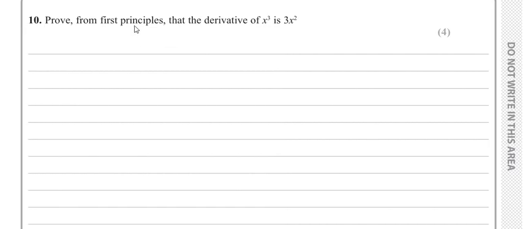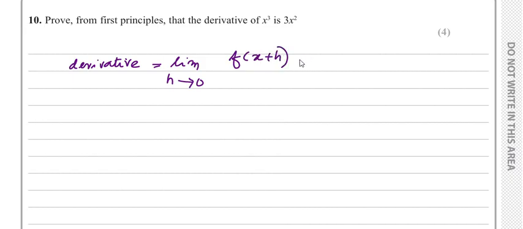From first principles means we need to write derivative is equal to limit h tending to 0, f of x plus h minus f of x all over h. This formula is given in the formula sheet. What we need to do here is just replace the x plus h with the given y value here. So y is equal to x cubed. This 3x square is the result. This is the starting point for us.